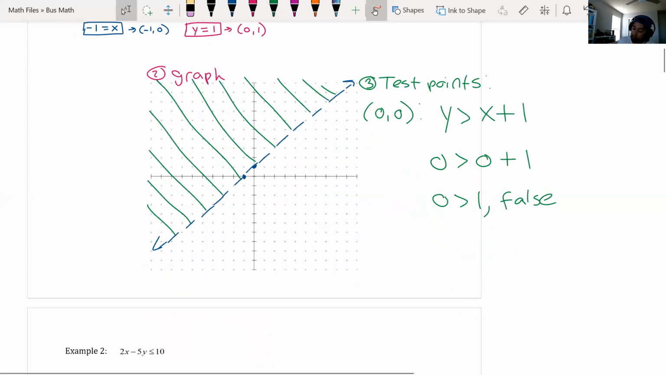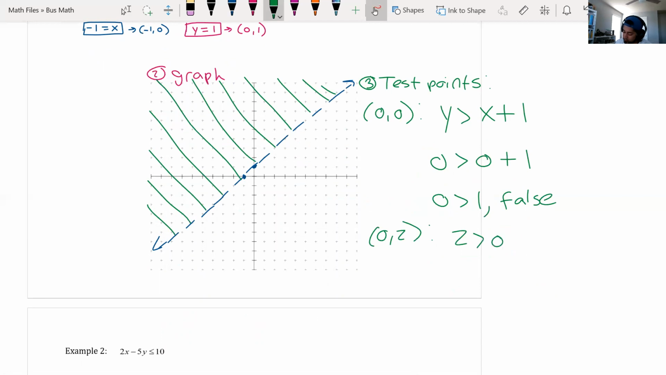And if you want to see how it holds true, pick a point above the line. A good point to pick would be 0, 2. Plug it into the equation above. I'll have 2 greater than 0 plus 1, and that'll give me 2 greater than 1, which is true, which means we shaded on the correct side. Okay, so that's what we do for these. Find the x and y-intercept, draw the graph, make sure to note whether it's solid or dashed, and then pick test points and shade. Any questions on this problem?